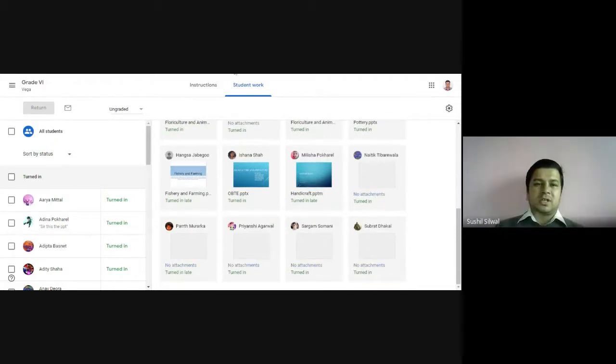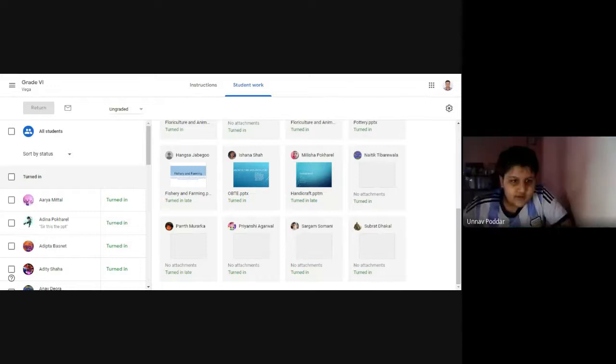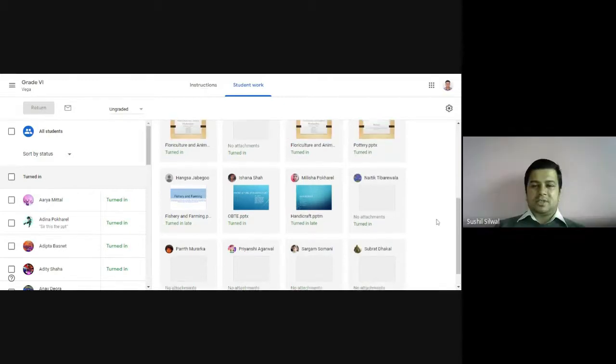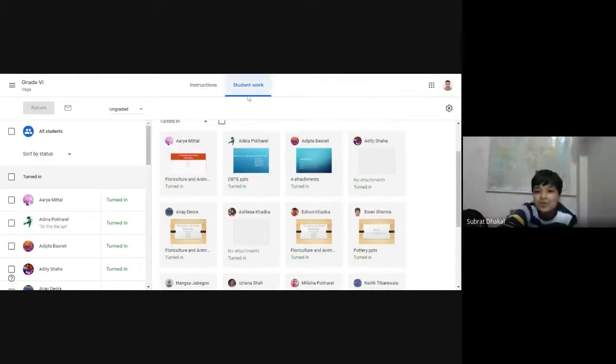I thought he sent it, so I didn't know. You have just clicked turned in only. I need to see that there is a file so that I know you also have a link of that file. So I have not sent it. Do you want me to send it again? Sir, it is mine. Yeah. Discord. I'm getting the Discord link right now.